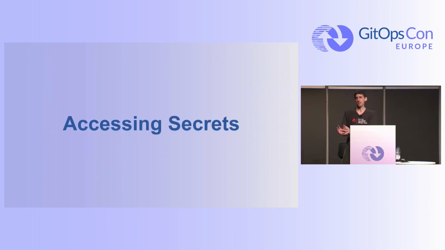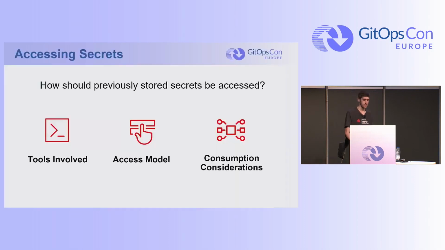So that's number one. Number two is, how do I access my values once I've stored them? I'm good at storing, but can I access them? So 3 things that we need to talk about. 1, which tools are available for us to be able to access our secrets? 2, what is the access model that we should implement and employ when trying to access those secrets? And 3, now we do have to think a little bit ahead. How are these secrets going to be consumed? Because if we understand how they're going to be consumed, it may determine how we want to access them.